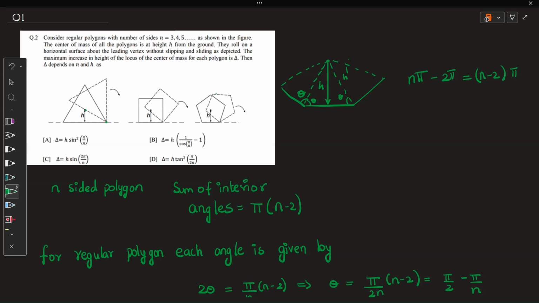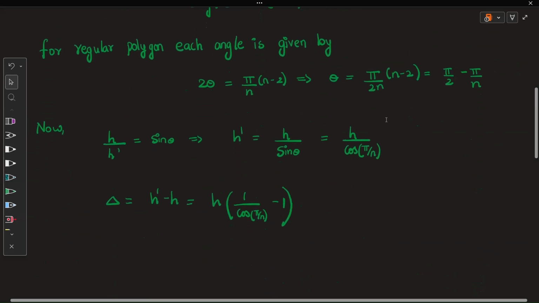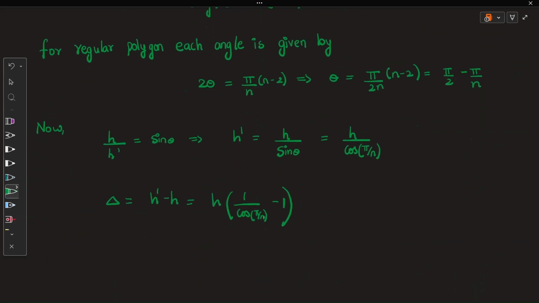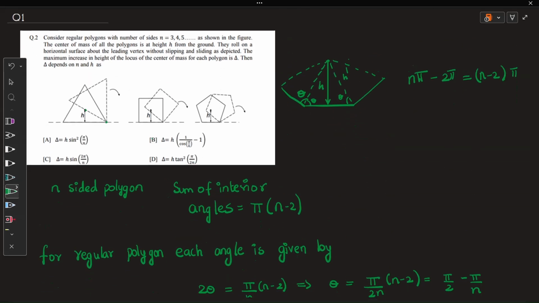When n is infinite, we get a circle, right? When we get a circle, the distance doesn't change. So delta is supposed to be 0. Let's verify the formula when n is infinite. When n is infinite, pi by n becomes 0. So cos pi by n becomes 1. So 1 minus 1, 0. So delta becomes 0. So our formula is correct. So option B is the correct option.